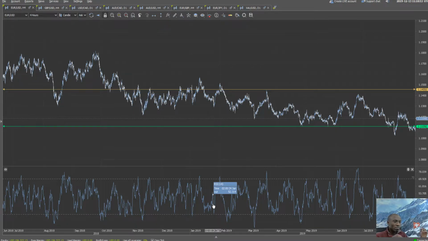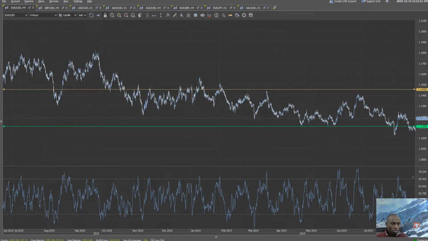That's how to evaluate the RSI. From 30 below indicates that the price is already in the oversold zone, and from 70 above it indicates that the price is already in the overbought zone. This is what you're looking at right now.